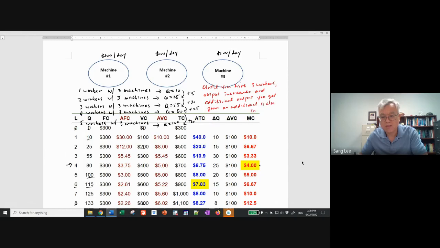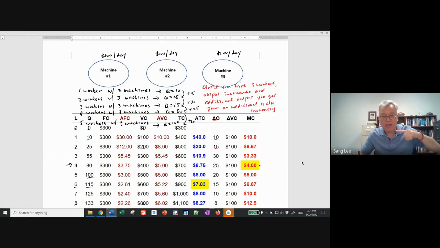Also increasing. Here, that is measured along this column: the additional output you get. So from no workers to 1 worker, that additional worker made a contribution of 10 units. Now, when you increase the number of workers from 1 to 2, by adding a second worker, output increased by 15.